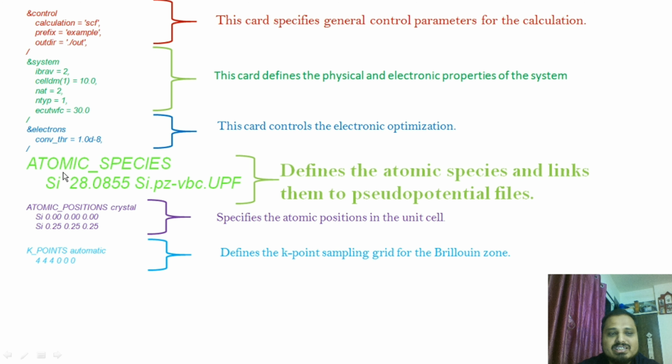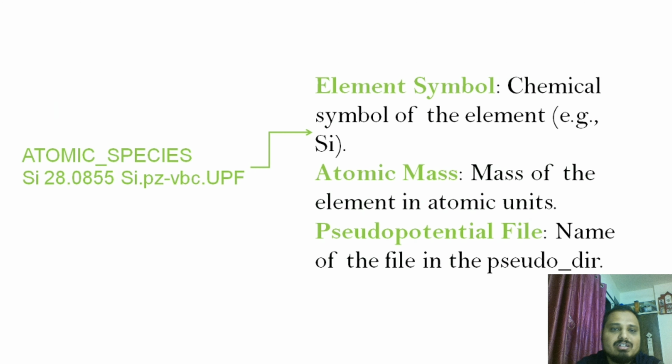Okay, so next we have atomic species. This defines the atomic species which are going to be used in the calculation and the pseudopotential file. Okay, so here we have written atomic species Si. So Si is the element silicon, its atomic weight, and the file name of your pseudopotential. Here you have to specify the file name of your pseudopotential.